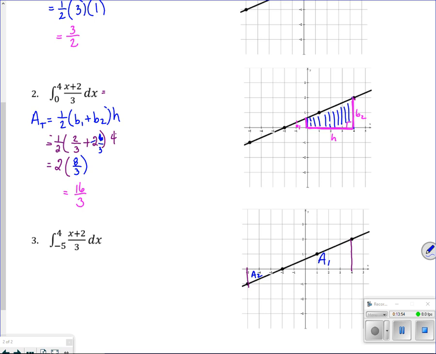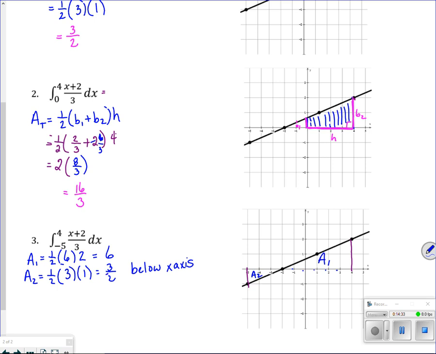So let's do A1 first. What's the area of that triangle? 1/2 base 1, 2, 3, 4, 5, 6, 6 times 2. So I get the area of that one is 6. Now what is A2? 1/2. Base is 3. Height is 1, and so I get 3/2. But because A2 is below the x-axis, that integral is going to be negative.